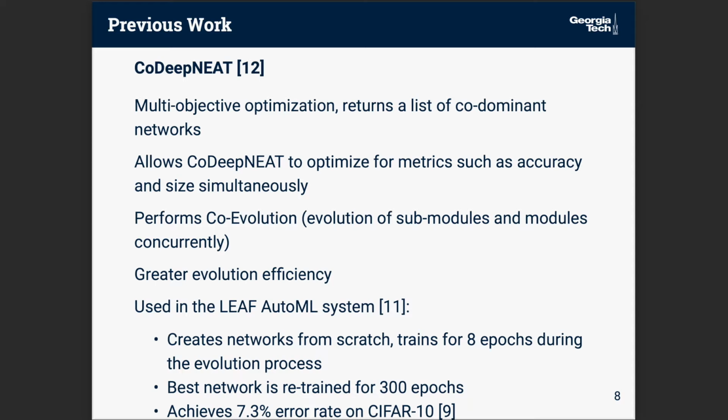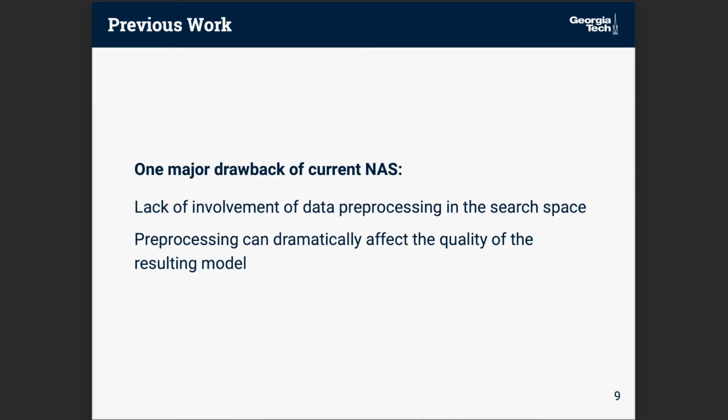CoDeepNEAT is used in the LEAF AutoML system. It creates networks from scratch and trains them for 8 epochs during the CoDeepNEAT evolution process. Once the best network is selected, it is then retrained from scratch for 300 epochs. LEAF achieves around a 7.3% error rate on the CIFAR-10 dataset.